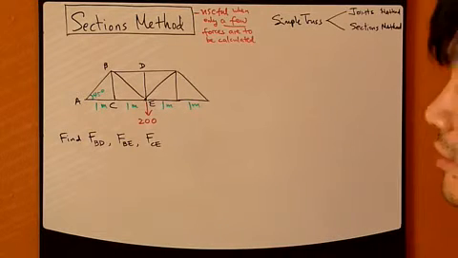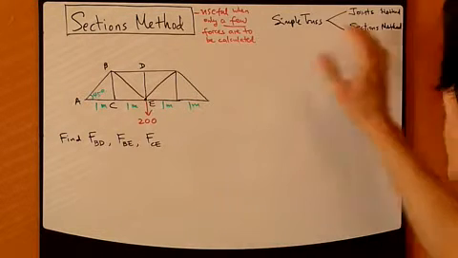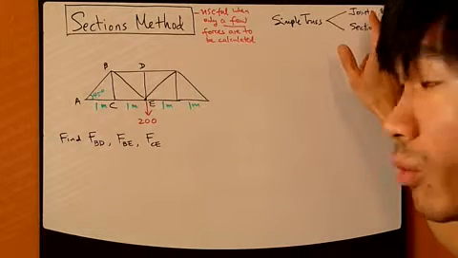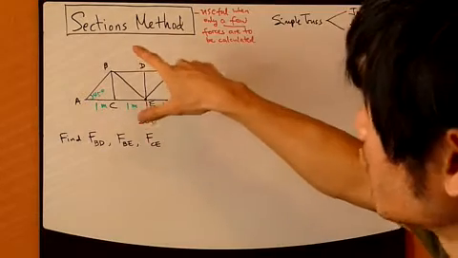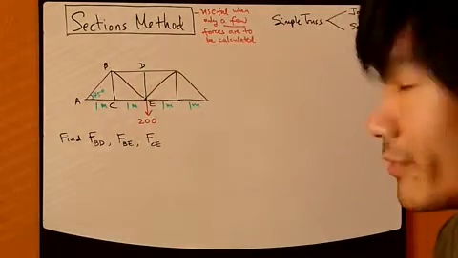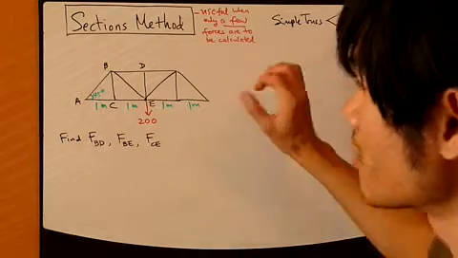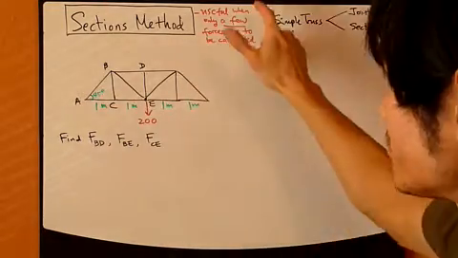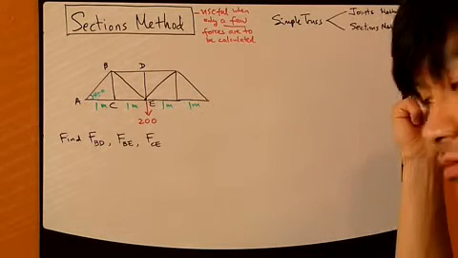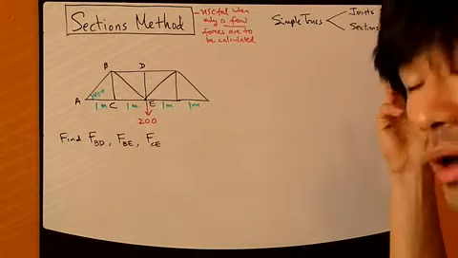But this section method has a slight advantage over the joint method when you're asked to find the forces in only a few members. Okay? Now, if you're asked to find all the forces in the entire truss, then the joint method, the previous method, might be a little better.